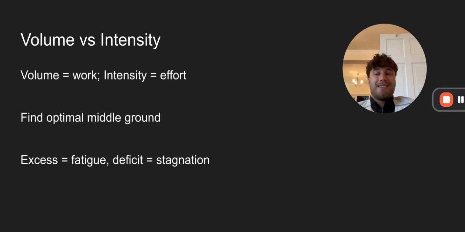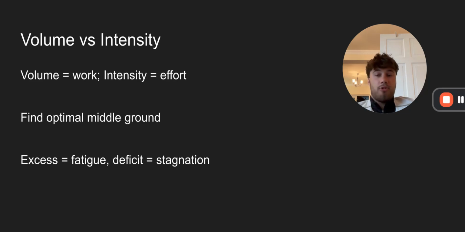So the key is balance, enough volume to create the signal, but not so much that you cannot recover or progress. The only way to sort of find that out is, look at your training first. Are you training as hard as you possibly can? Yeah, you are. Okay, are you training as accurately as you possibly can? Most times the answer is no.